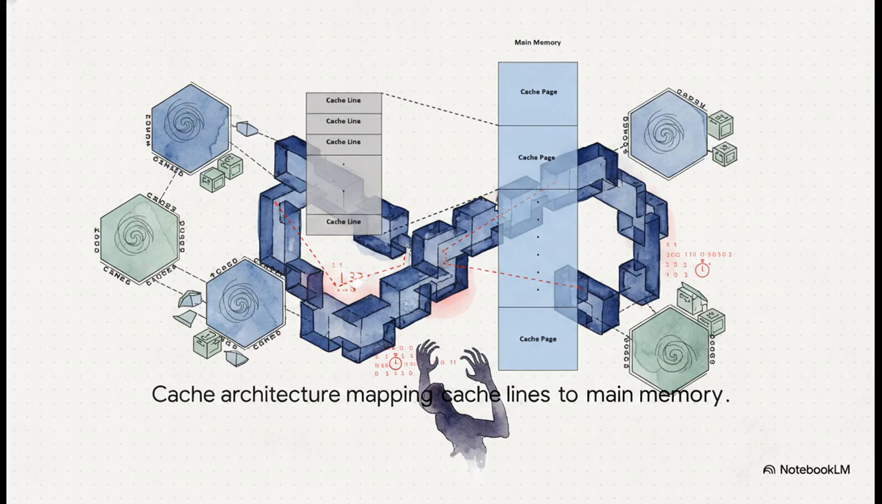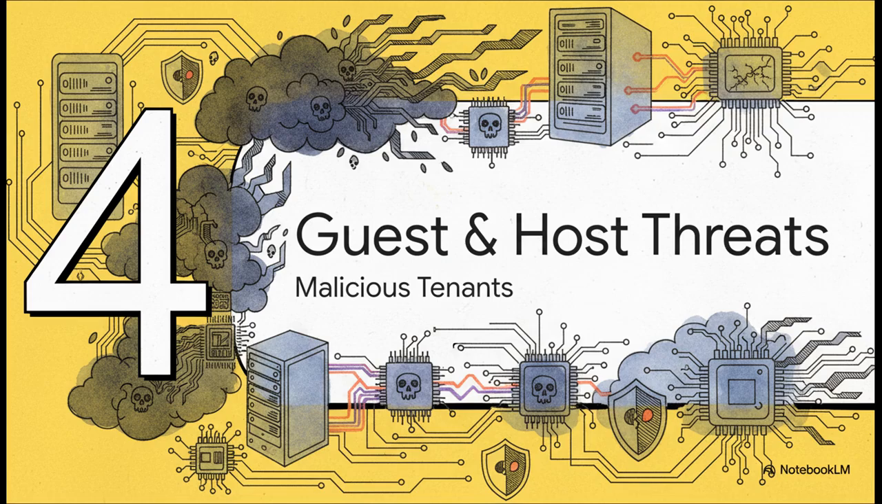By using techniques like prime and probe or flush and reload on those shared memory pages, an attacker can literally time the cache accesses. They use those microscopic timing differences to reconstruct your secret data, bit by bit. Crazy, right? Let's move to part 4, guest and hypervisor threats.